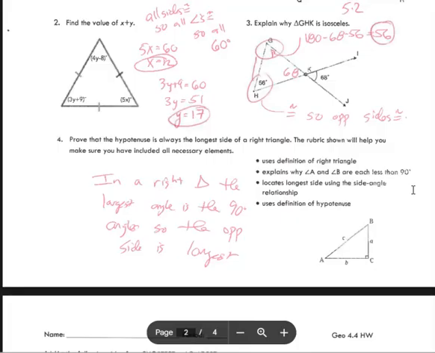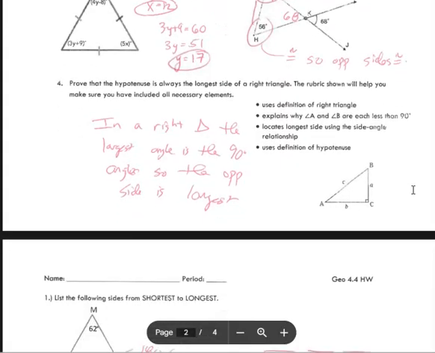Next, locate the longest side using the side-angle relationship. I would say, therefore, if 90 is the largest angle, across from it must be the longest side. And then the definition of hypotenuse would be, therefore, across from the right angle is the longest side, and the longest side of a triangle is called the hypotenuse. So I'm going to have to make a new key for this because I did not actually look at the rubric. All right, hopefully that made sense.